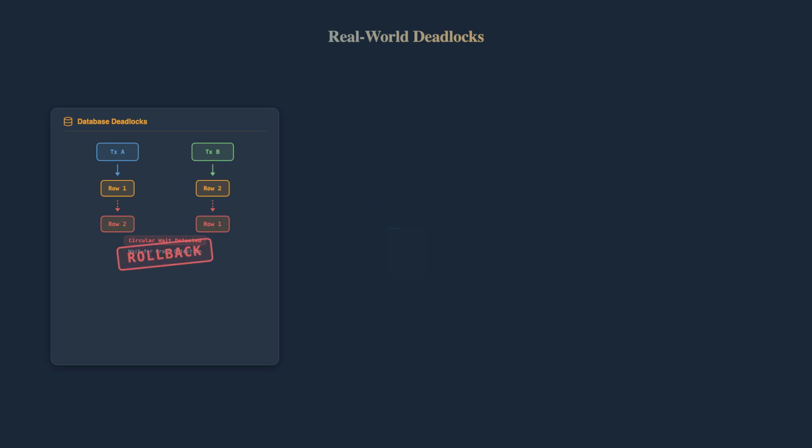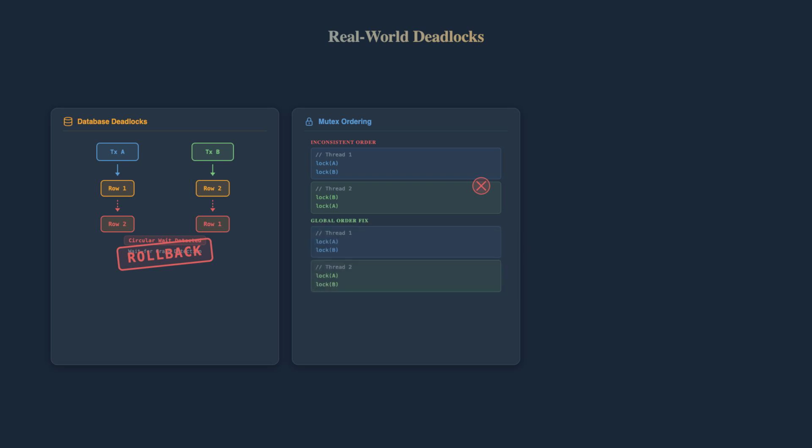transaction. In multithreaded code, the most common cause is acquiring mutexes in inconsistent order. Thread 1 locks mutex A, then mutex B. Thread 2 locks mutex B, then mutex A. The fix is simple. Always acquire locks in the same global order, regardless of which thread you're in.